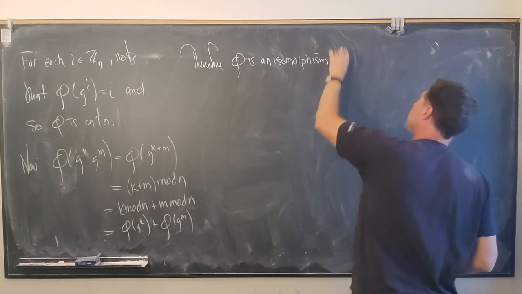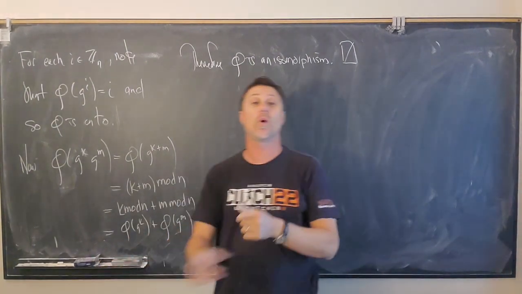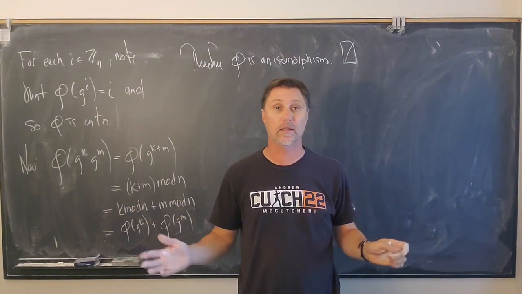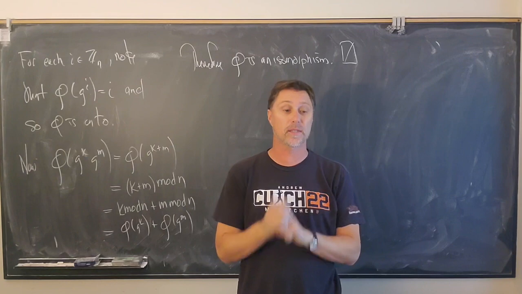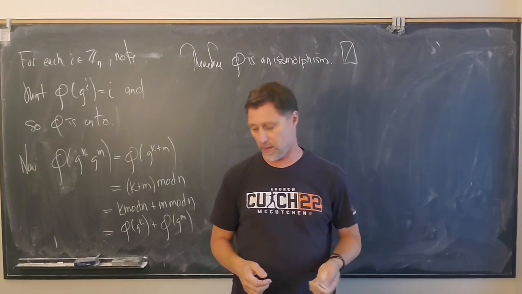And so this really is a big deal. It completely characterizes cyclic groups. If we want to know everything about cyclic groups, then all we need to do is study the integers and the integers mod n, so Z and Zn.